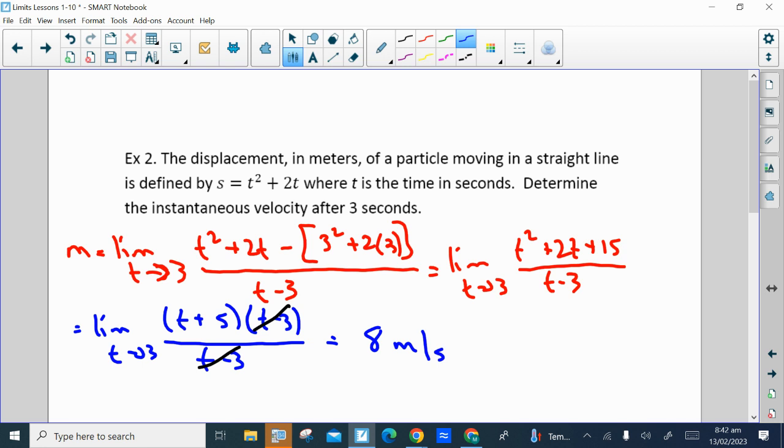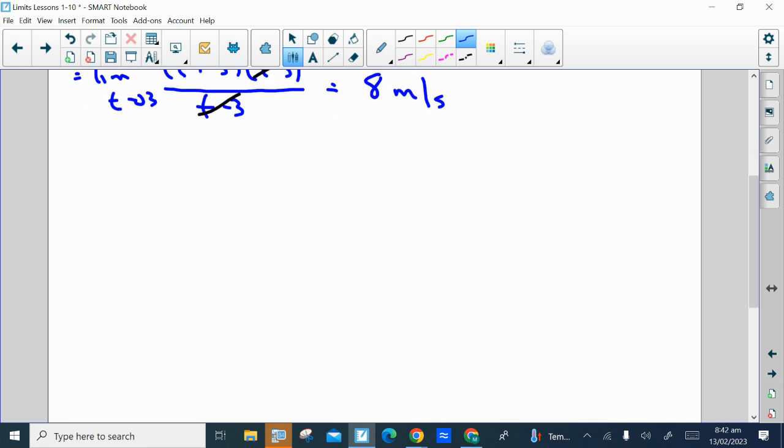We're told that displacement is in meters and the time is in seconds, so 3 seconds after that object has started to move along that straight line, its instantaneous rate of change, or the velocity, at that moment will be 8 meters per second. Okay?